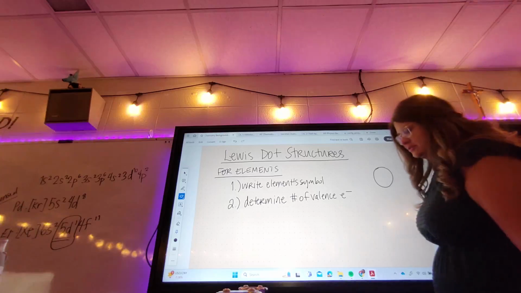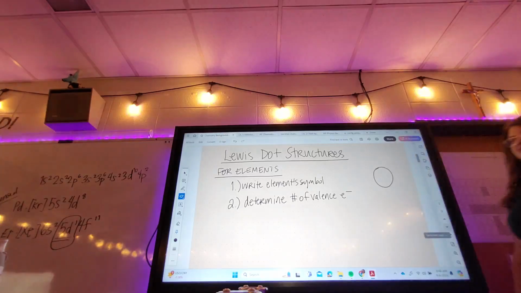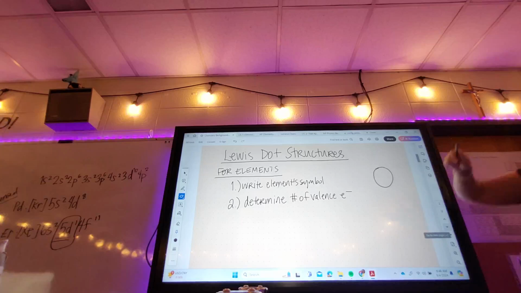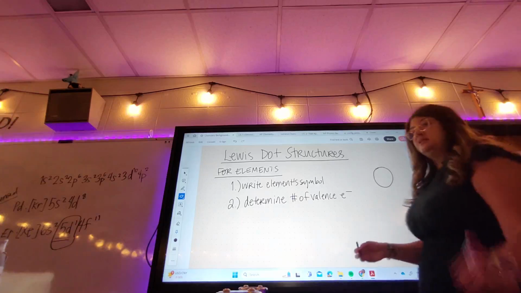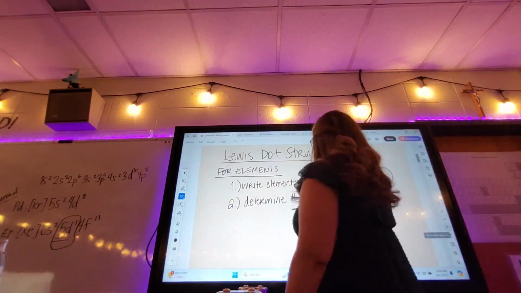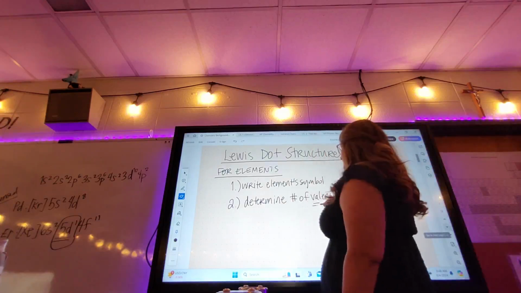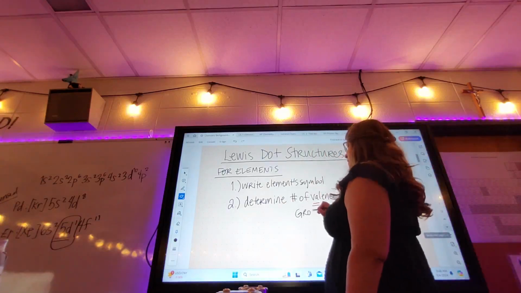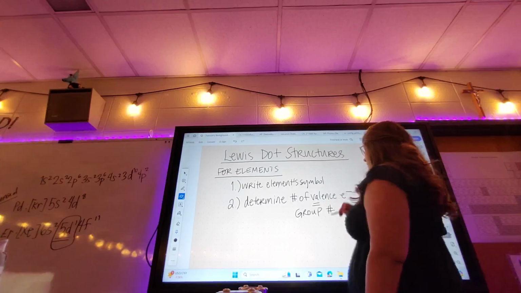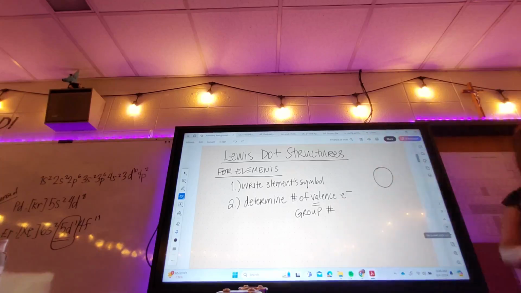Remember when I had you label the periodic tables that you have, and above each of the columns you wrote numbers? Like one was a plus or a minus, and the other one was a number and then the letter A. Do you remember that? Yeah. That's your group number. So the number of valence electrons is equal to your group number. That's it.